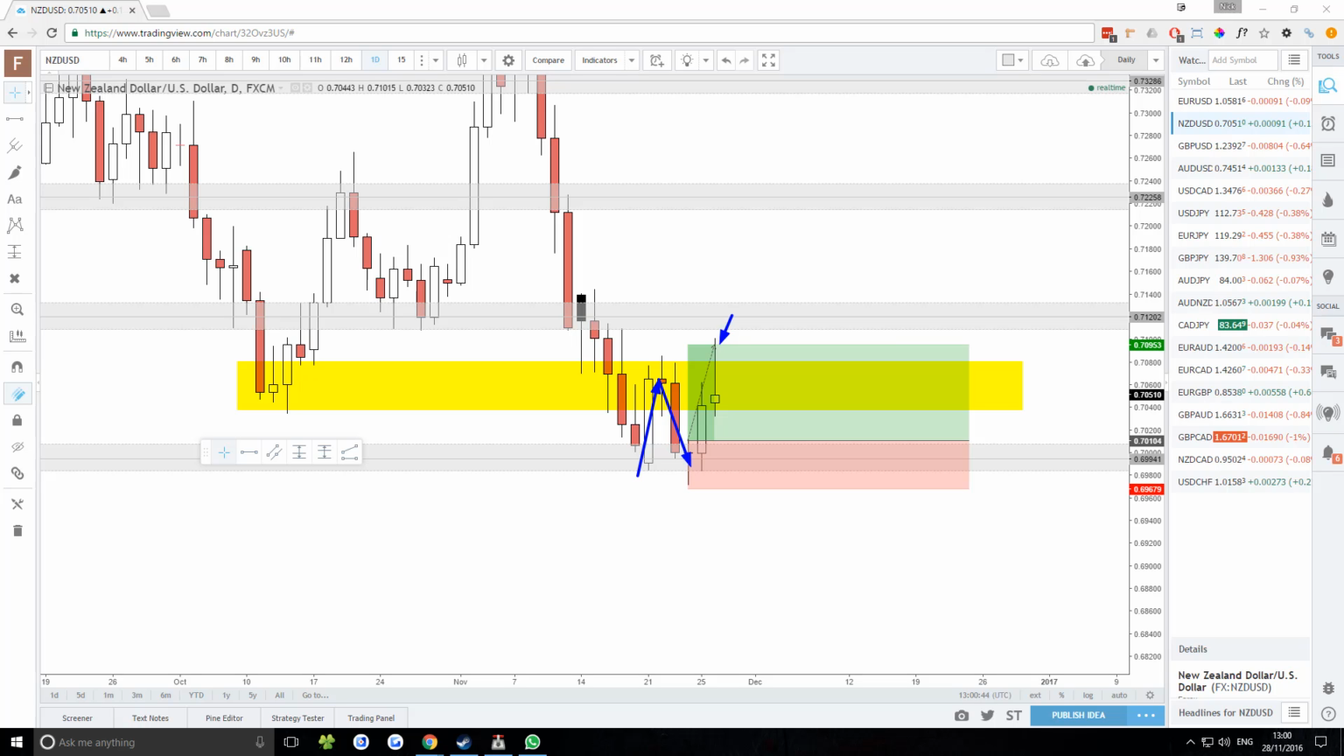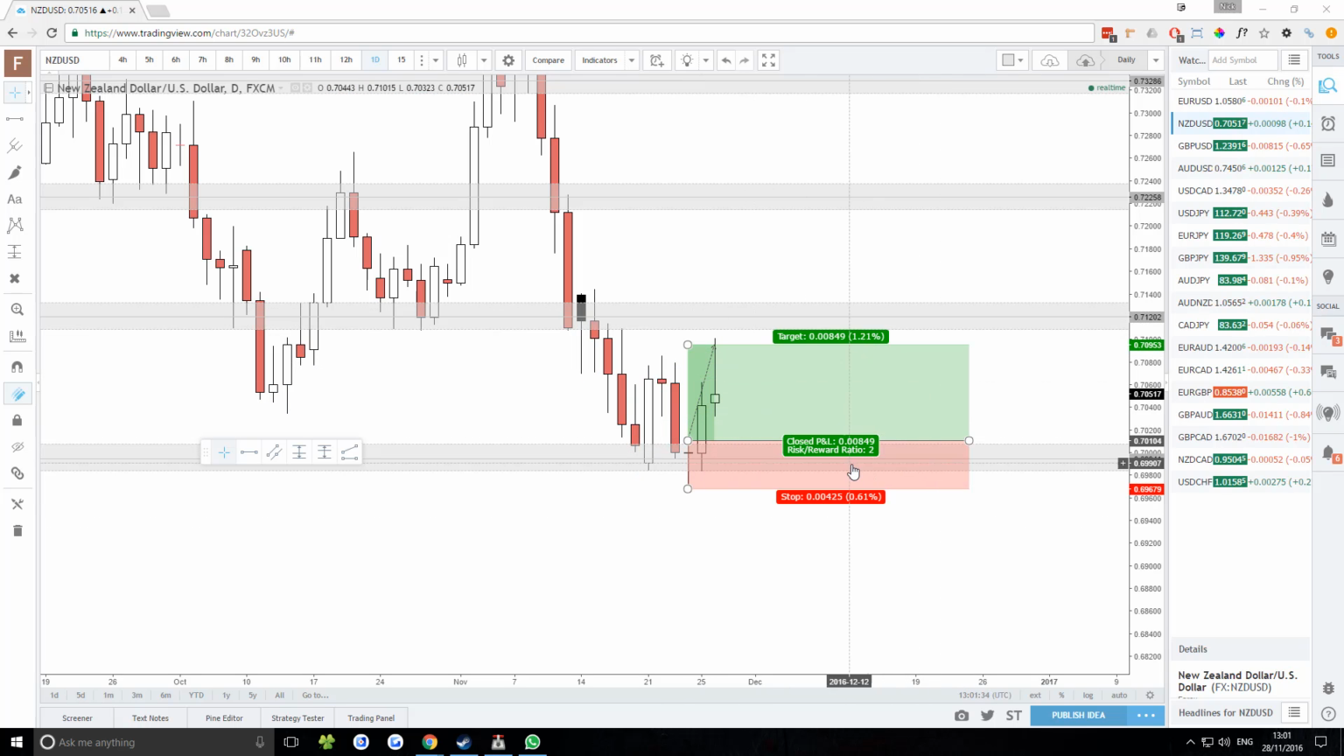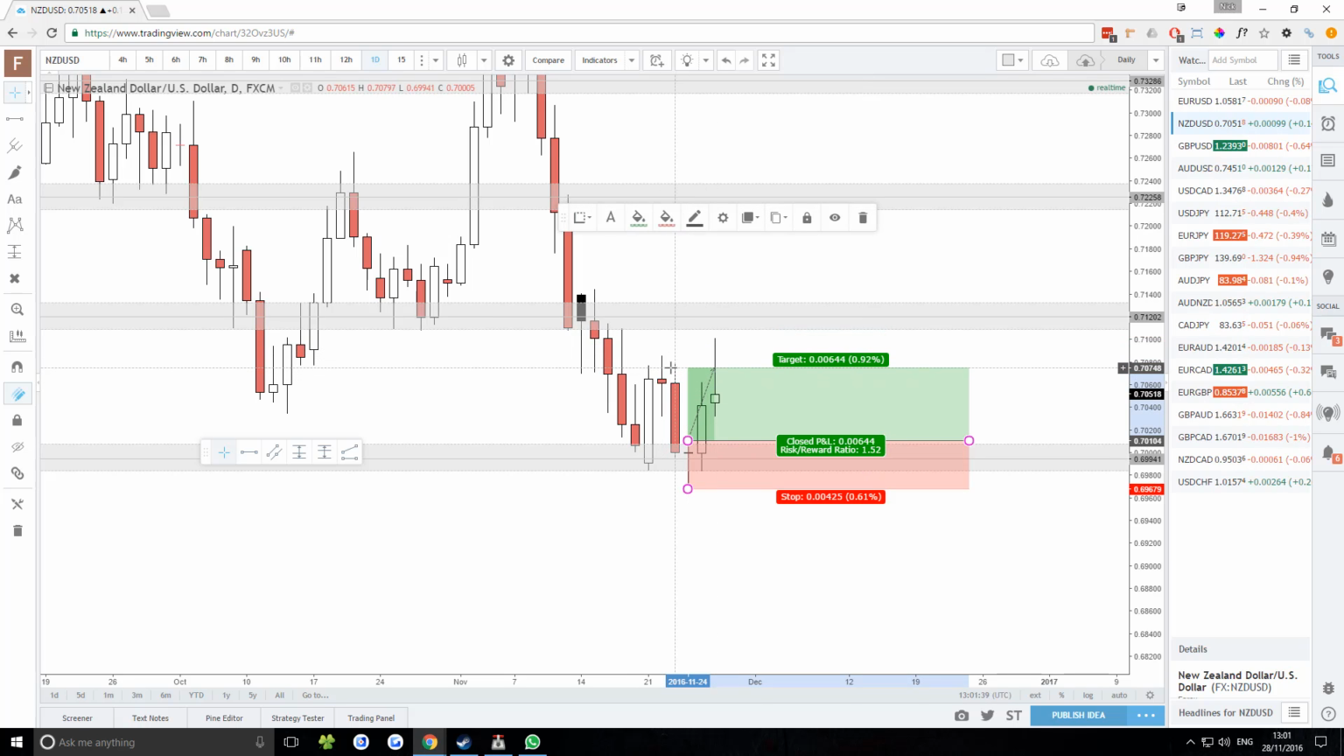But either way, it doesn't really matter because this trade had two options. You could have set your target at a risk reward ratio of 2, or you could have set it at 1.5 because that's the minimum. So 1.5 is still acceptable. Either way, this was a good trade and this was an acceptable trade.